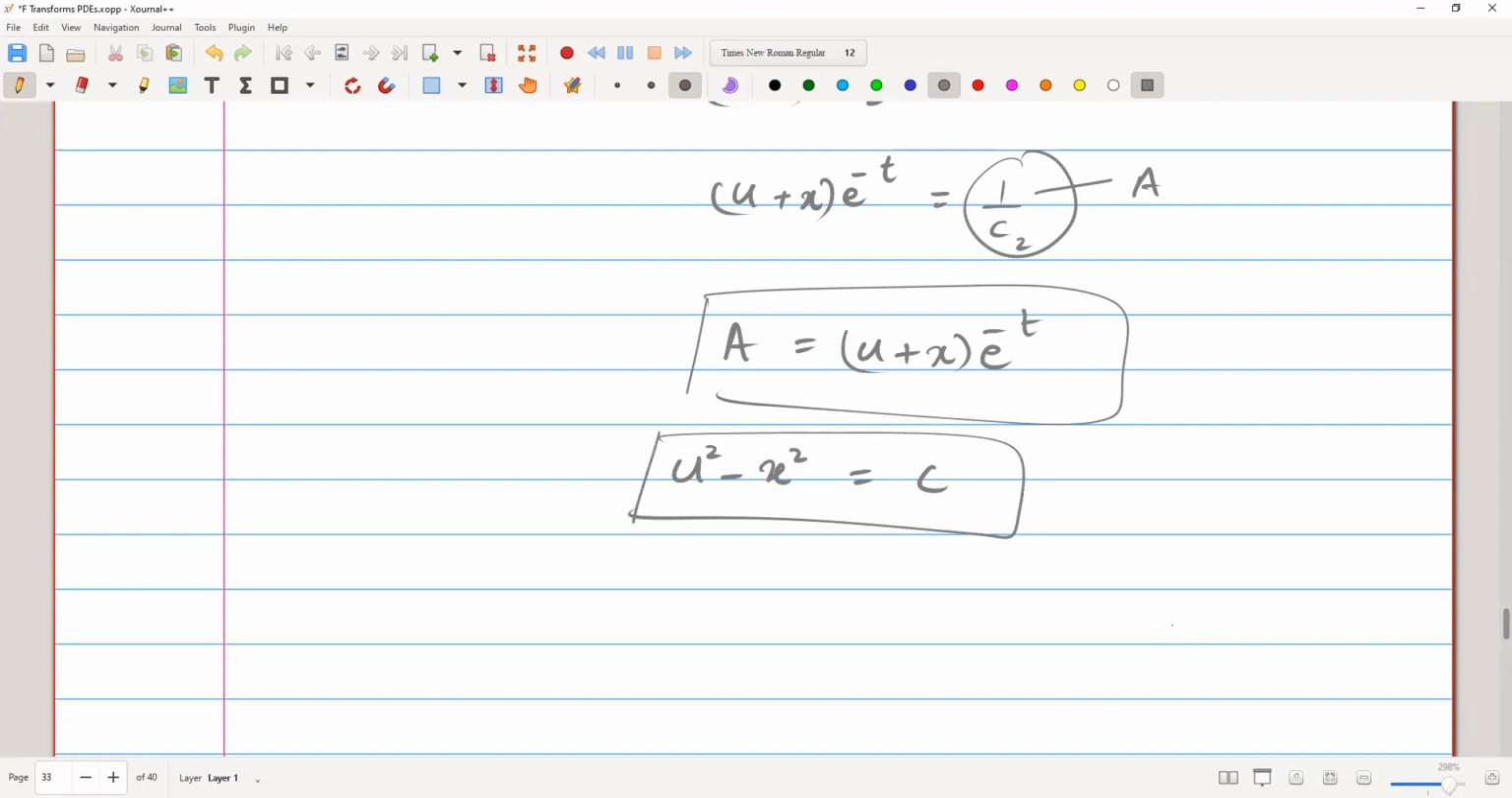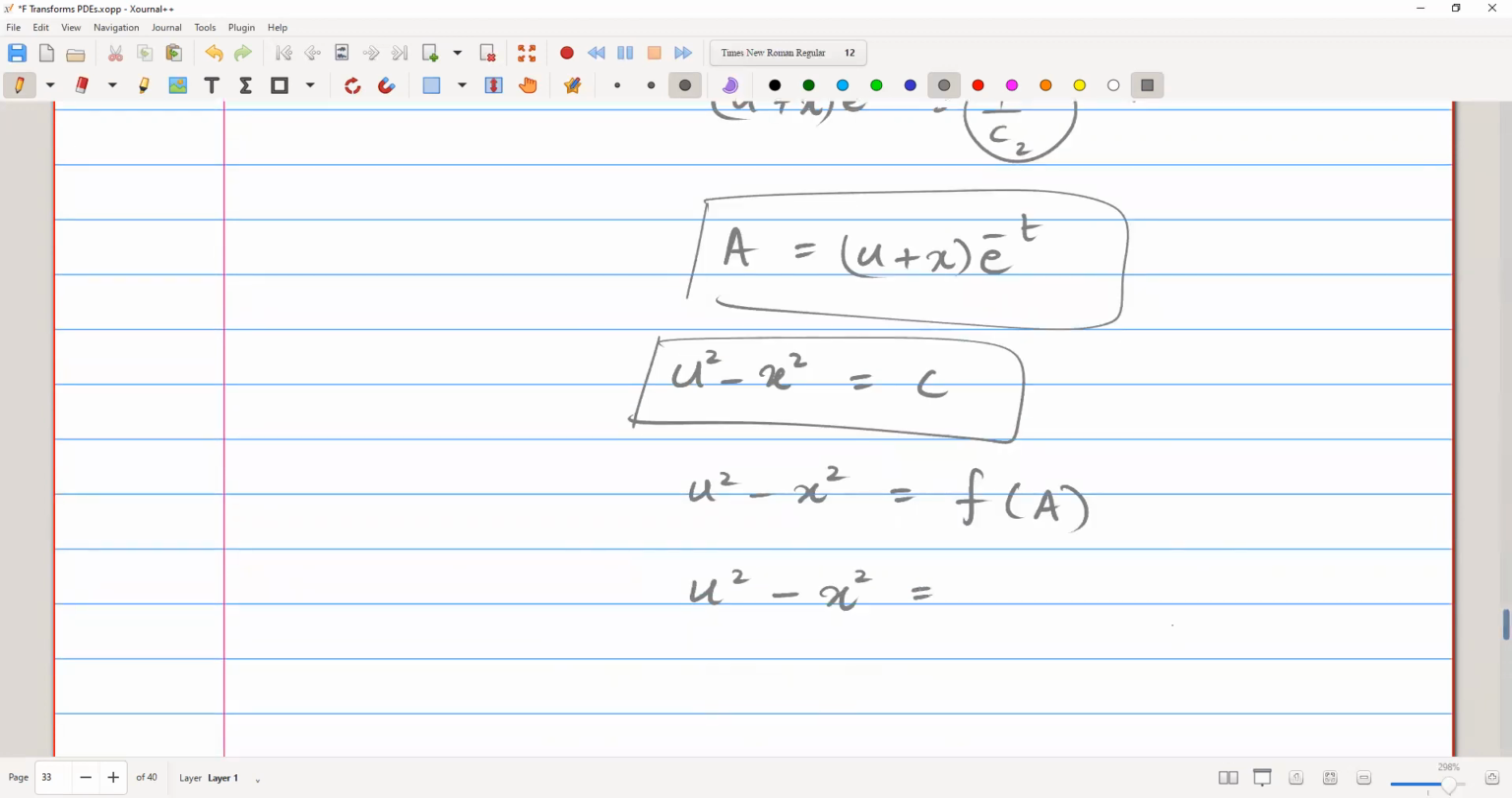So we have two curves, and for c also we can write that u squared minus x squared equals a function of a. Instead of c, we can write in the similar fashion that we did in the previous lessons for linear partial differential equations. And this will be a function of u plus x times e to the power negative t.